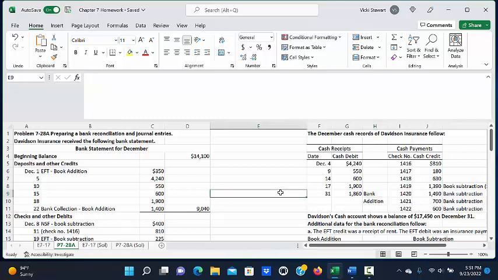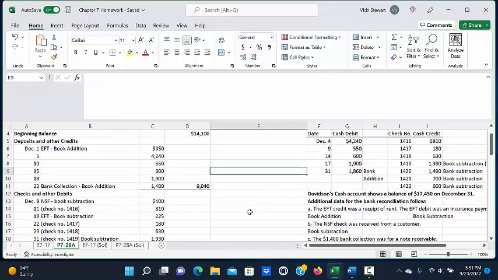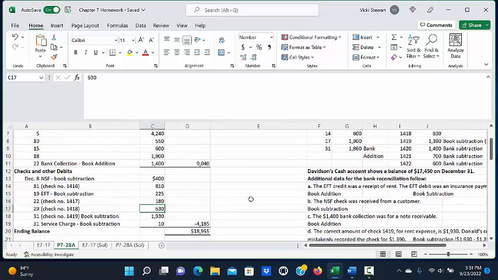The next thing we need to do is to compare the checks that we have written for the month with the bank statement to see if all of the checks have cleared. We see that check 1416 cleared, check number 1417 cleared, 1418 cleared, and we do see that 1419 cleared, but it has cleared at a different amount than what we showed it at in our books.